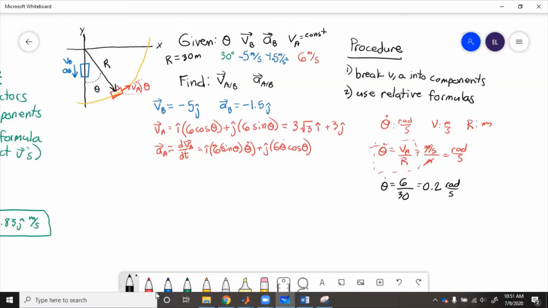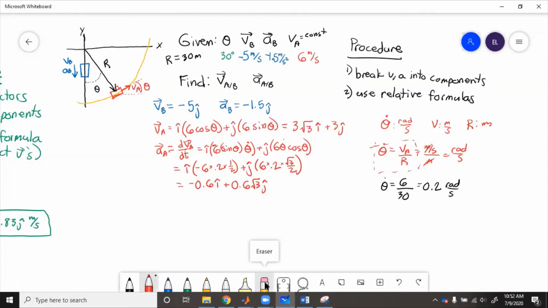So now we can plug that in, and we plug in theta into here. So acceleration of A equals i hat times negative 6 times 0.2 times sine theta, which is 1/2, plus j hat 6 times 0.2 times square root of 3 over 2, which equals negative 0.6 i hat plus 0.6 square root of 3 j hat. Okay, so we finished breaking velocity and acceleration into components.